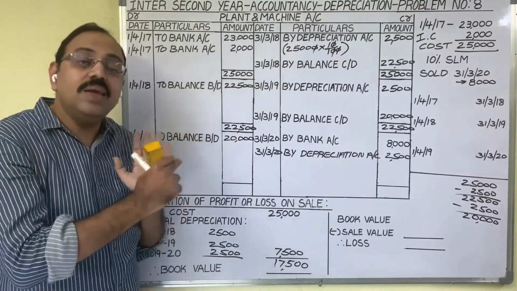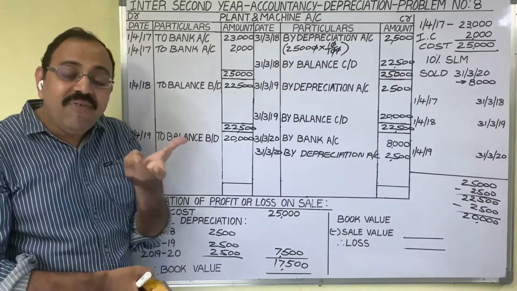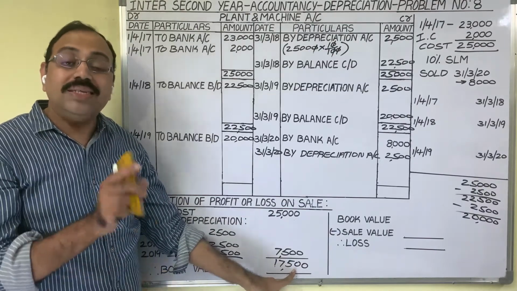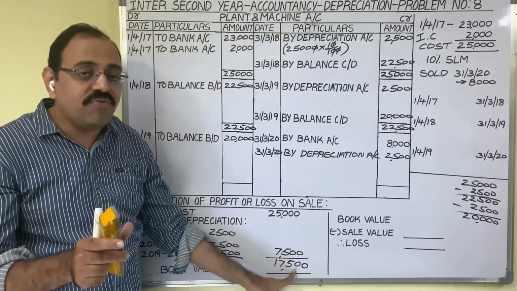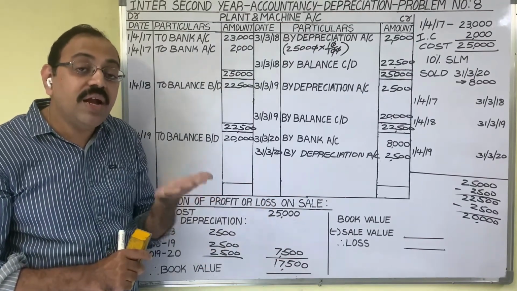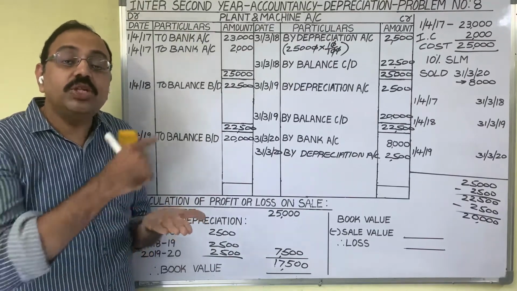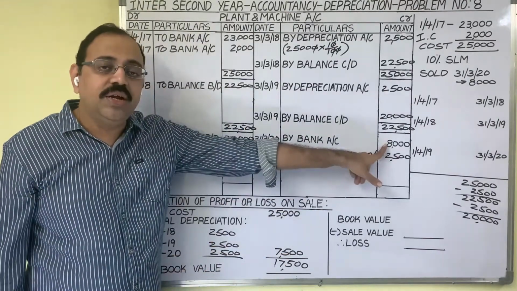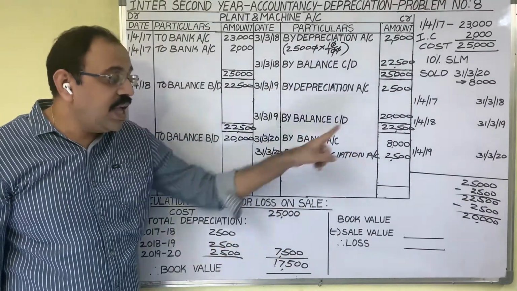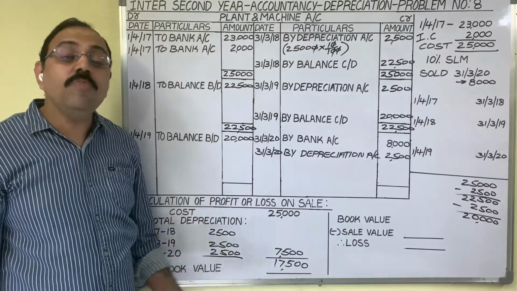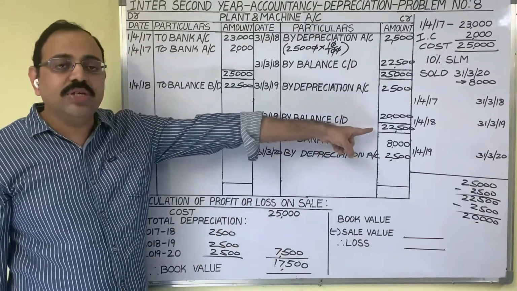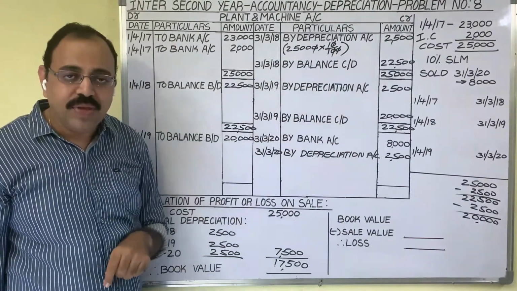After deducting 3 years depreciation, the net value of the asset is 17,500. On the sale date, the actual value of this asset is 17,500. A 17,500 worth property we sold for 8,000. We sold for a lesser amount. Therefore, in this sale, we got a loss. How much loss did we get? 17,500 minus 8,000. Then you will get that value.